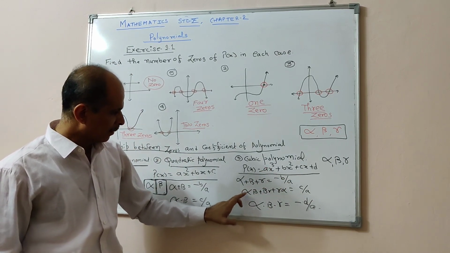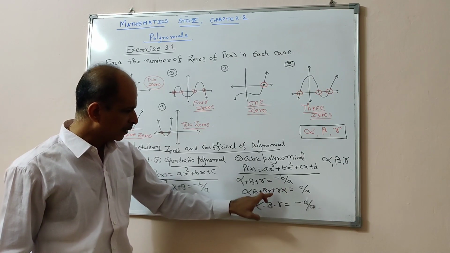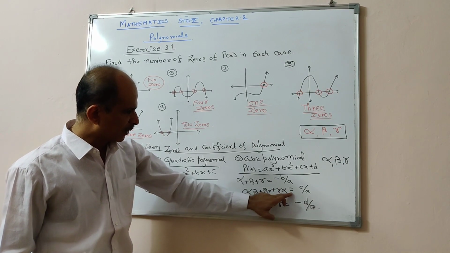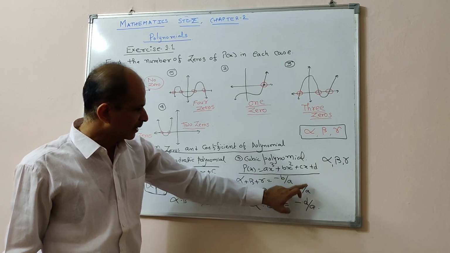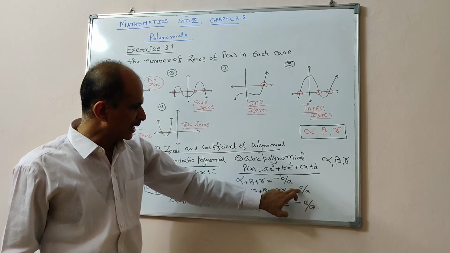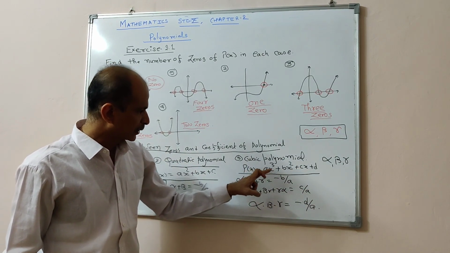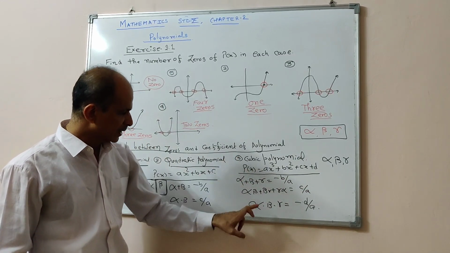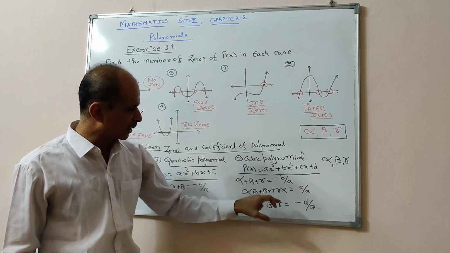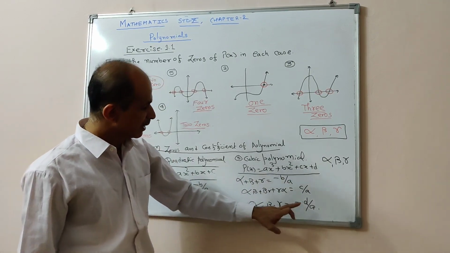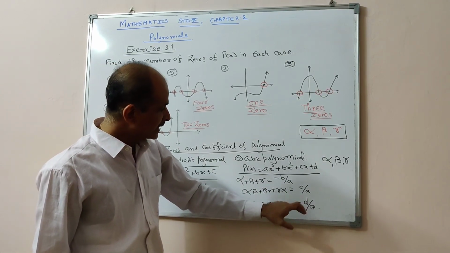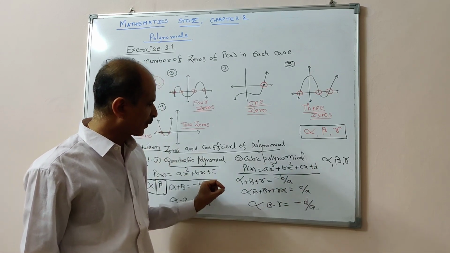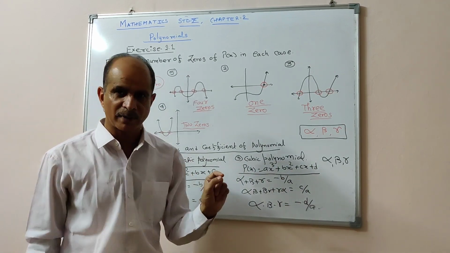Similarly, alpha into beta plus beta into gamma plus gamma into alpha is equal to c by a. C means coefficient of x upon coefficient of x cube. Similarly, the product of three zeros, alpha into beta into gamma, is equal to minus d by a, where d means the constant coefficient upon coefficient of x cube.